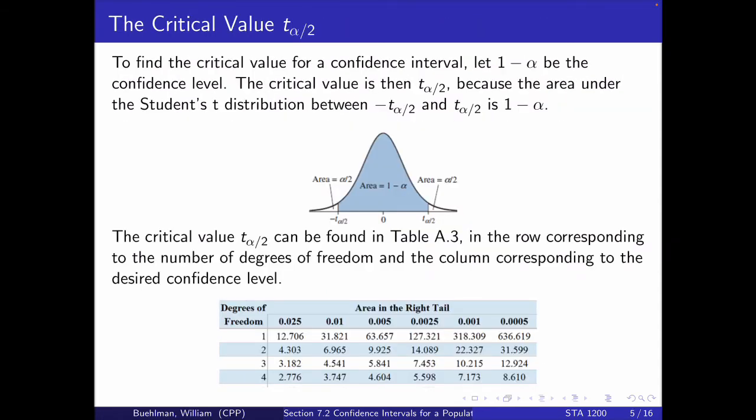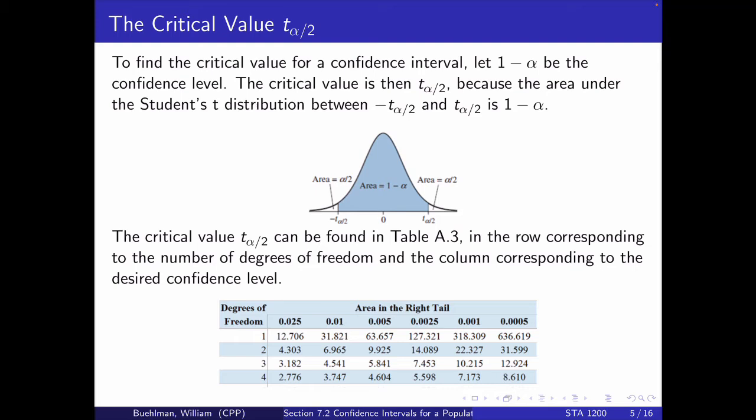To find the critical value for a confidence interval, let 1 minus alpha be the confidence level. The critical value is then t alpha by 2 because the area under the student's t-distribution between negative t alpha by 2 and positive t alpha by 2 is 1 minus alpha. So this is very close to what we saw when sigma was known, but instead of using the z distribution, we're now using the t distribution.